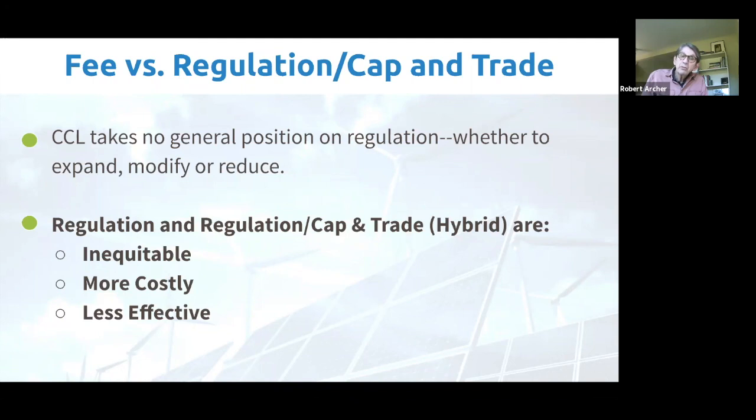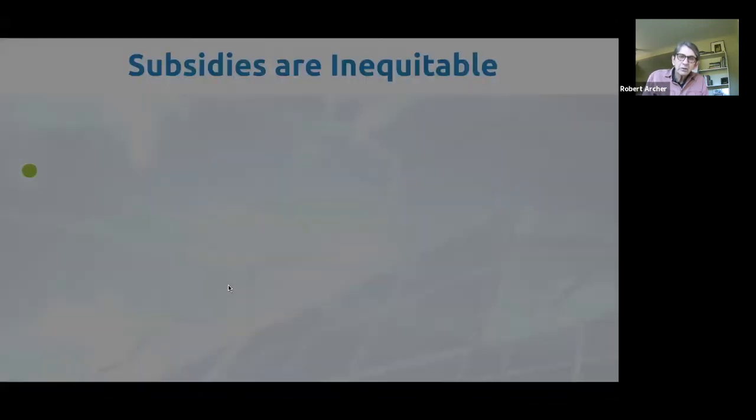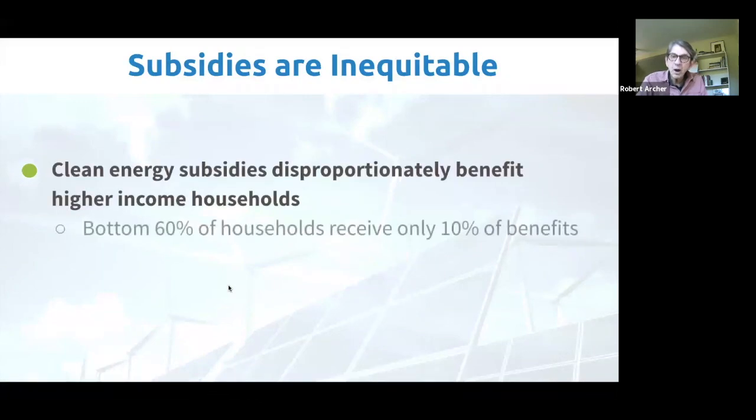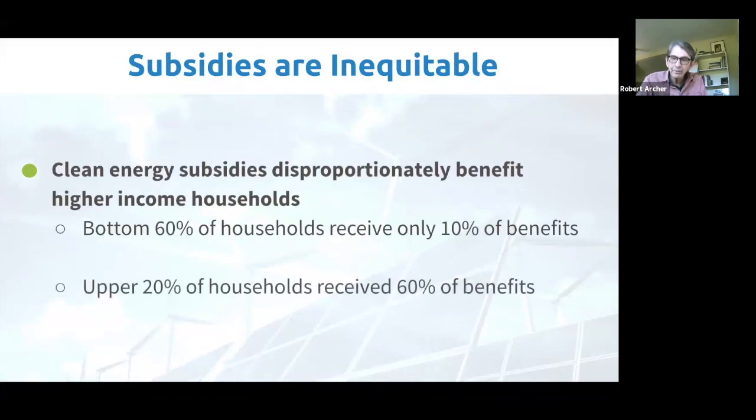Using the revenues from the carbon fee for clean energy subsidies has two equity downsides. First, households don't get the dividend, and second, clean energy subsidies, as I said, go disproportionately to higher income households. Only 10% of the benefits went to the bottom 60%, and the upper 20% received 60% of the benefits. And the most inequitable tax credit program was for electric vehicles, where the upper 20% got 90% of the benefits.